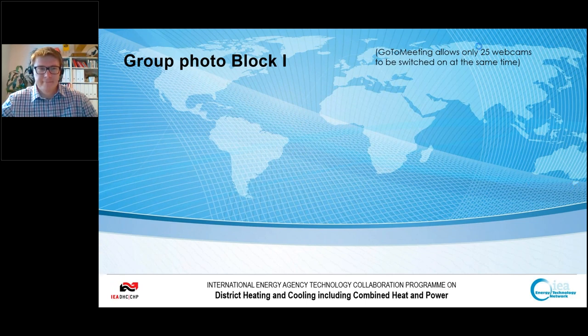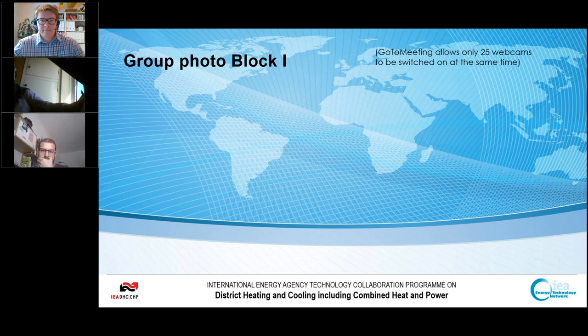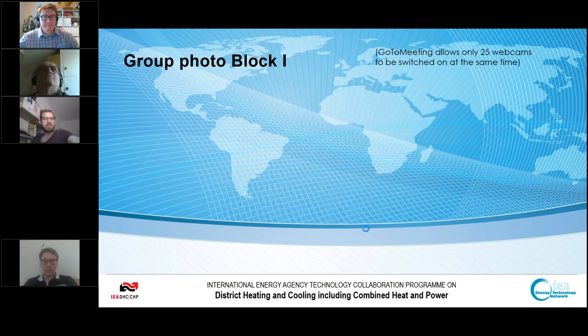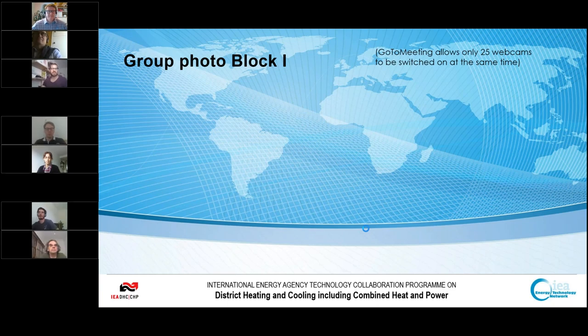The program GoToMeeting allows only 25 webcams at the same time, so let's turn on our webcams. After 25 people, it is not allowed anymore, and we will not be able to see any more people coming. So after the first 25 have been photographed, everybody who is visible will need to turn off again, and we will then take the other 25 to be turned on.